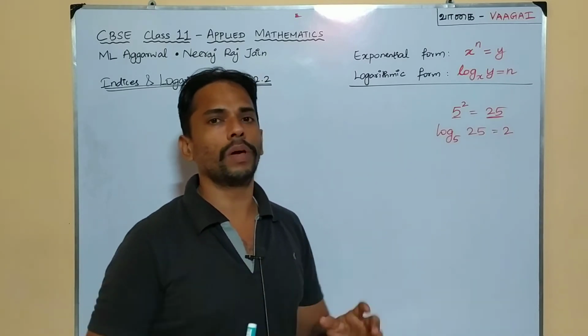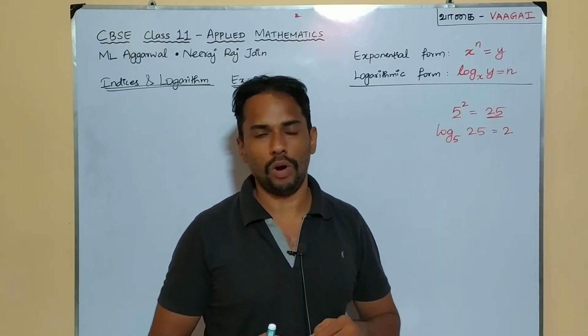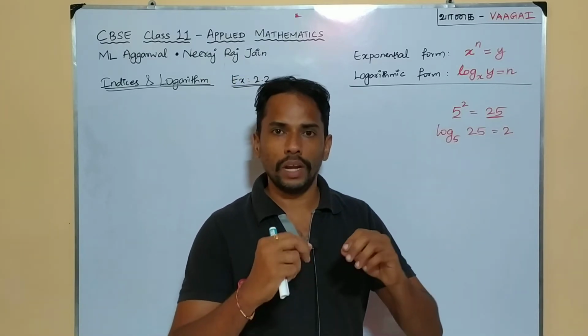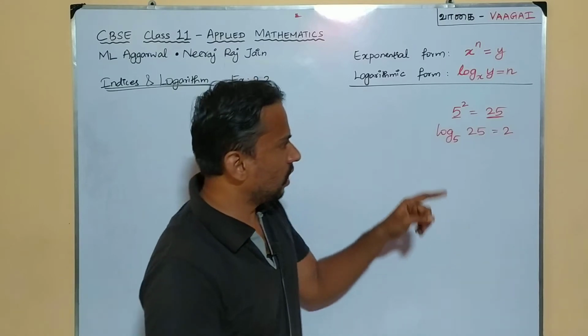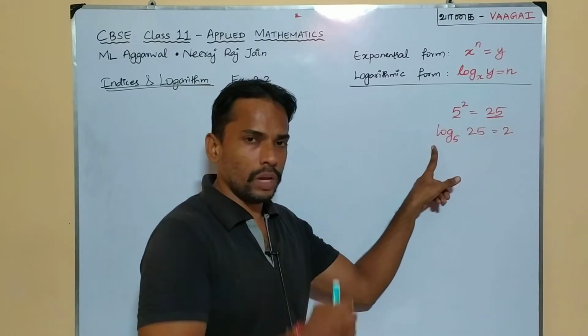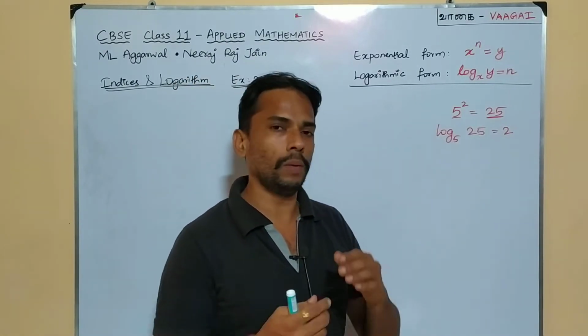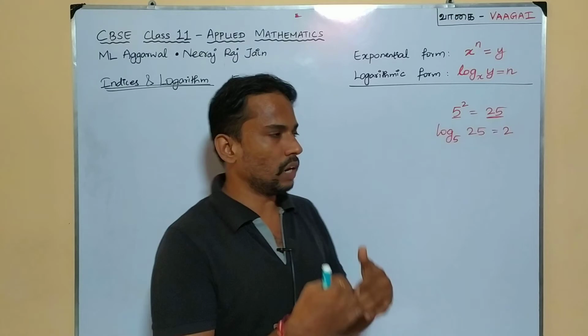I hope you are clear with this basic example of how to write an exponential form in logarithm form. And we should also be sure in writing the reverse way, that is, when we are given a logarithm form, we should be knowing how to present it in an exponential form. That part also we should be knowing. It's just the reverse way, right?